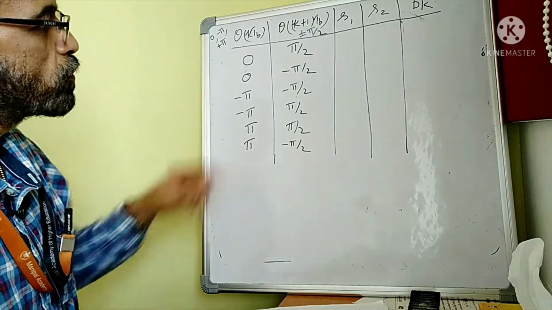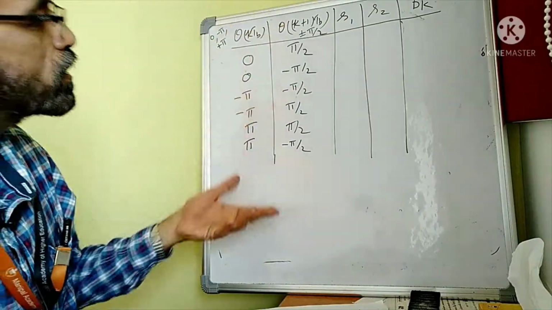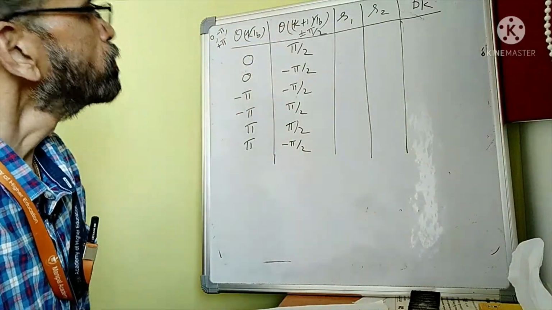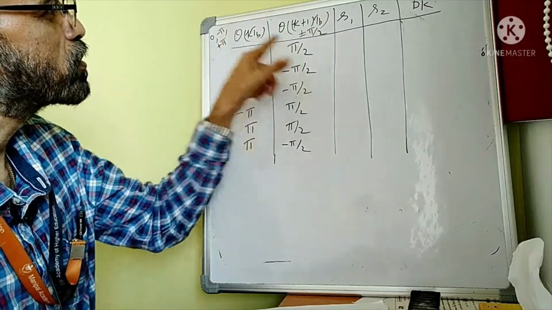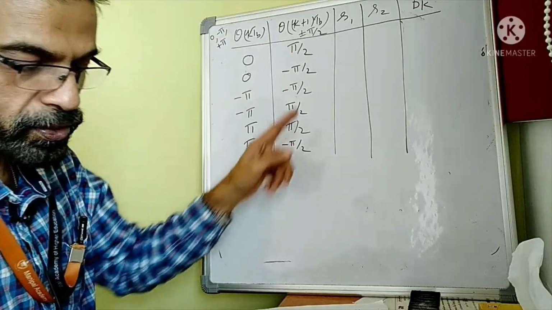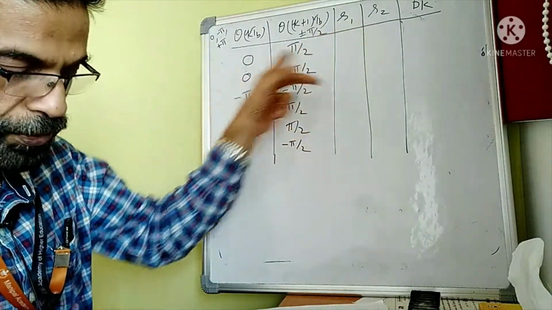Yeah, of course this could have been pi by 2 minus pi by 2, but it doesn't matter. That need not necessarily be in any sequence. The only thing is that we have to ensure that we have considered all possible combinations of these two. Now let us write S1 and S2 for each of these values.